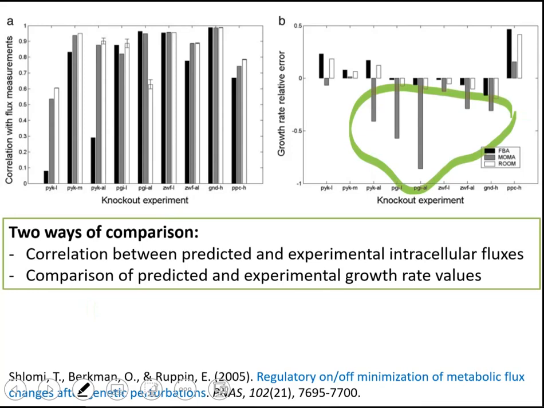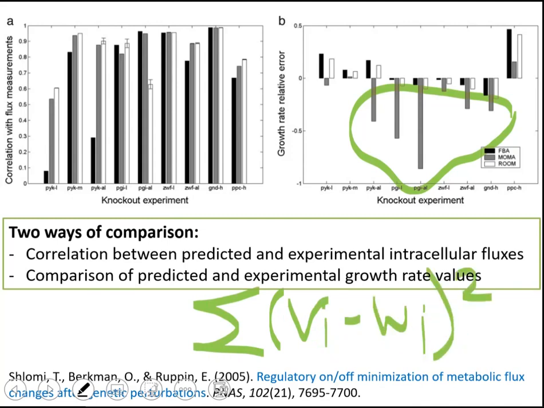Why? Because MoMA is not interested in individual flux values, right? It minimizes the sum of the squares of the difference. So this does not put any extra constraint on V1, V2, or V biomass, the growth rate. So growth rate is not treated specifically, but in ROOM, since ROOM codes the formulation such that the wild type based flux values are unchanged if possible, therefore, ROOM prediction for the growth rate is better than MoMA prediction.